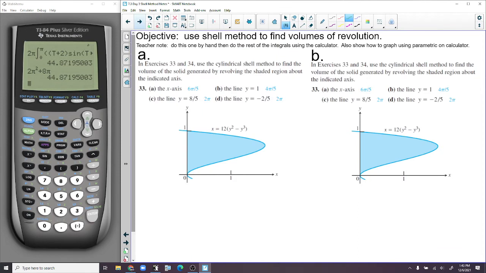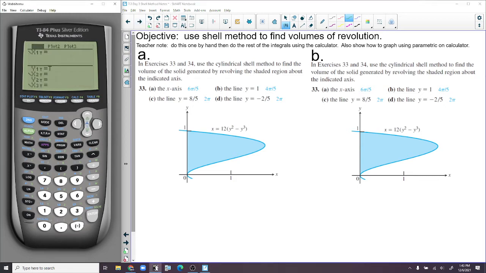Use shell method to find volumes of revolution. Teacher note, do this one by hand. Do A by hand is what I meant. And the rest of the integrals, just use a calculator. Also show how to graph using parametric on calculator. Grab your calculators. We'll do this one more time. I've already shown you this, but let's do it one more time. And I'll pretend I haven't done it yet.